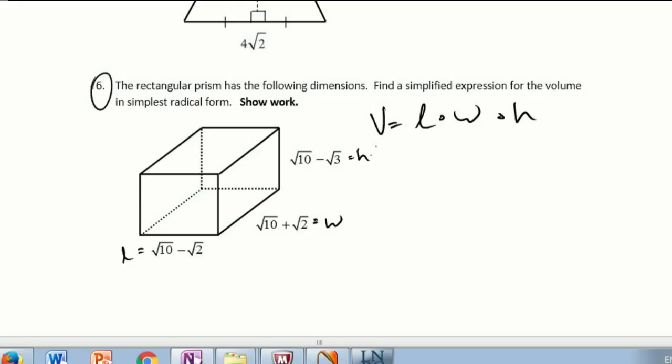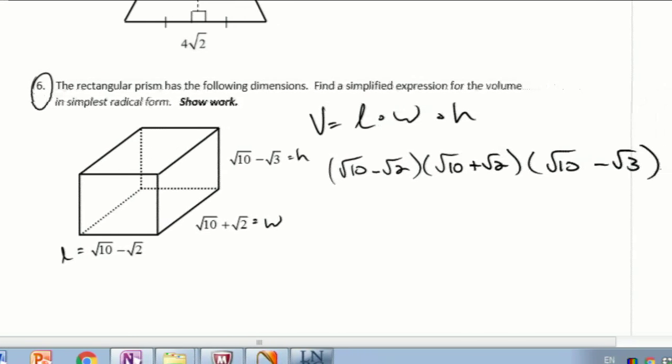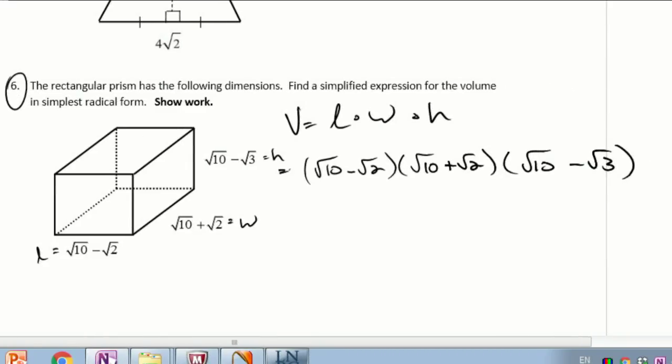This is a triple woozy doozy. That's not its official name, but that's what I'm going to call it for today. I'm going to have length root 10 minus root 2 times width root 10 plus root 2 times height root 10 minus root 3. Holy cow, that's going to be a lot.